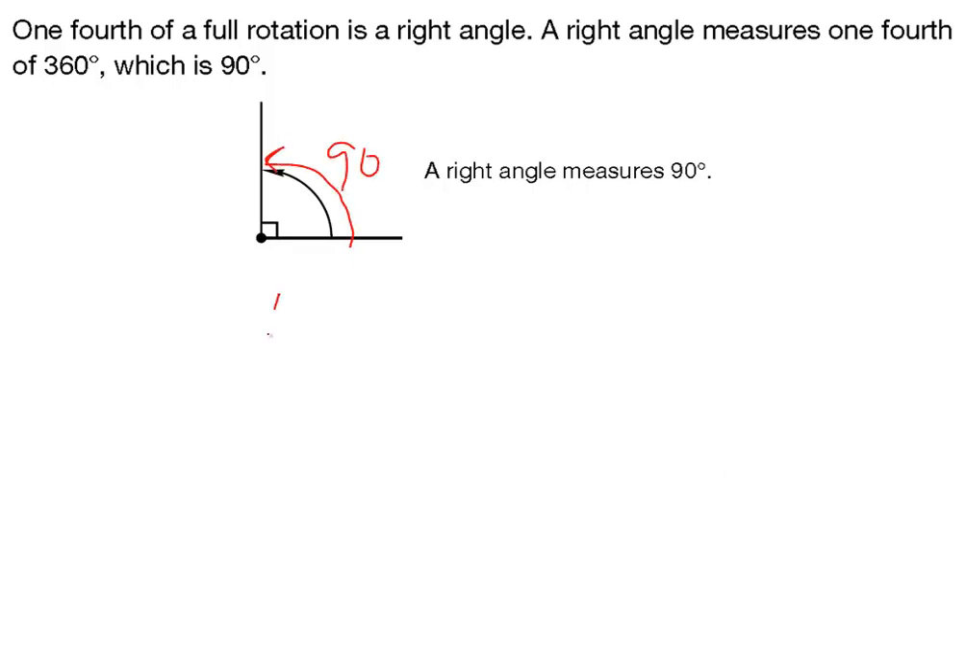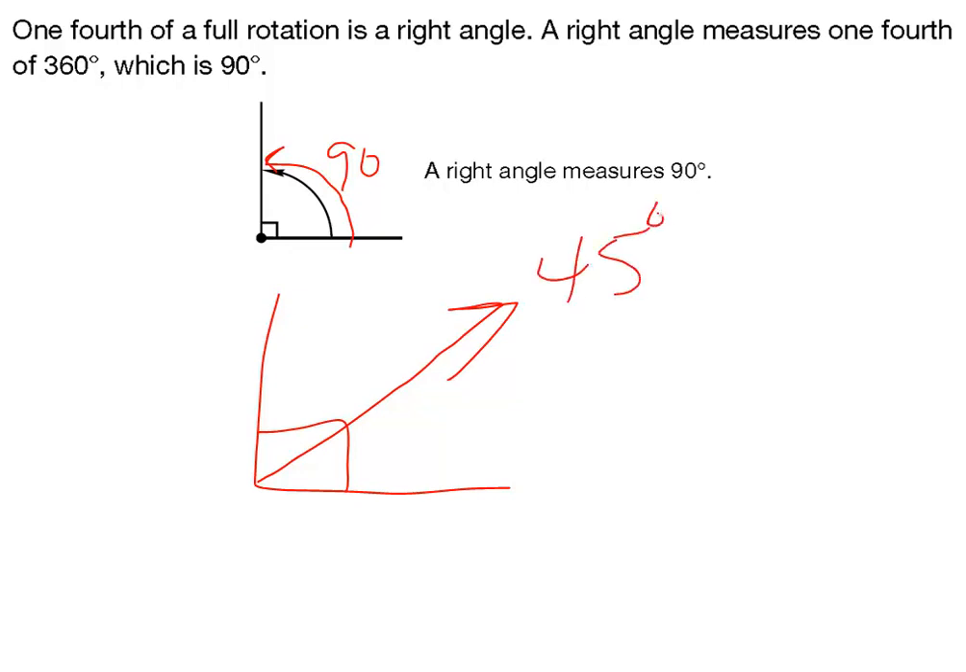So knowing that, how many degrees would that be right there? That'd be half of 90. That would be a 45-degree angle. You should be able to know that just because it goes right down the middle of 90 degrees.